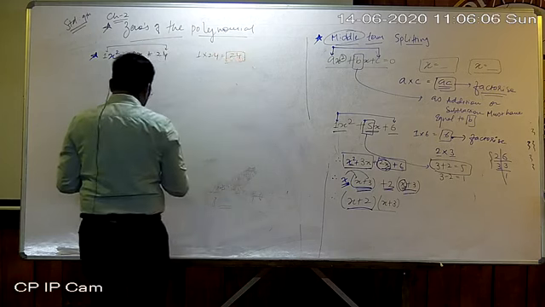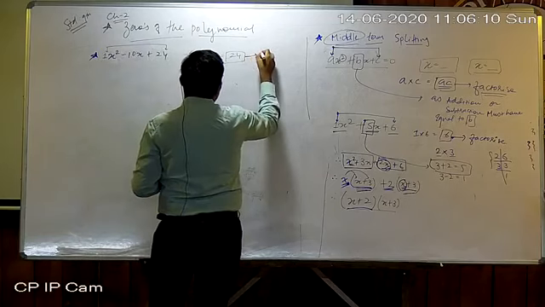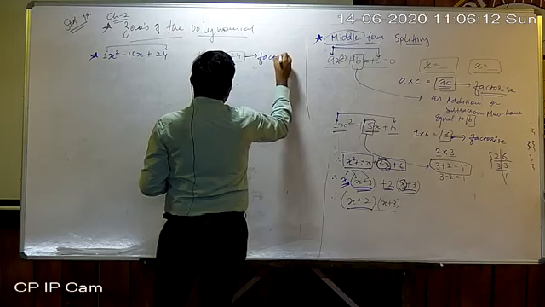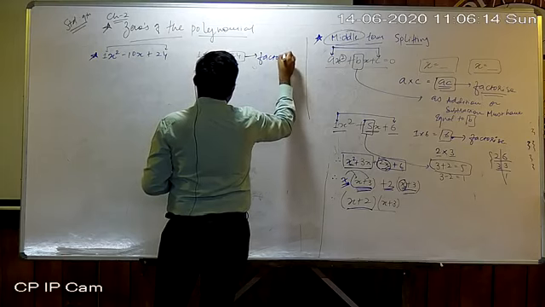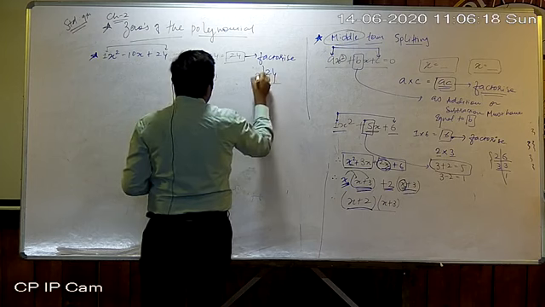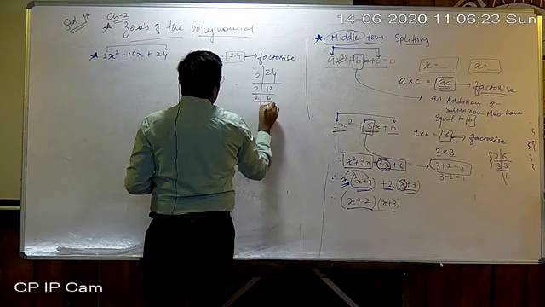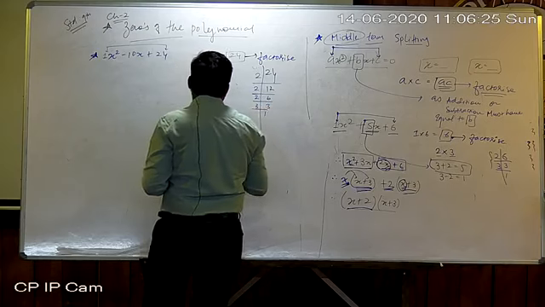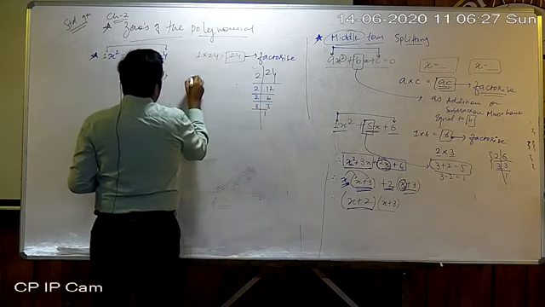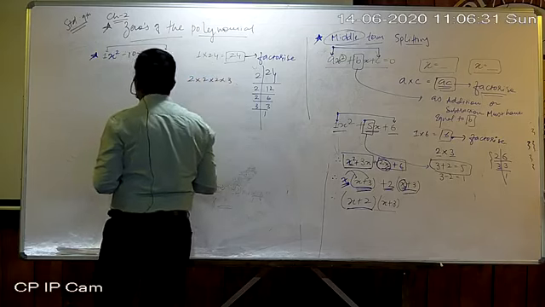Now we should factorize 24. When I factorize 24: 2 12s, 2 6s, 2 3s, 3 1s. Okay. Here is the combination 2 into 2 into 2 into 3.